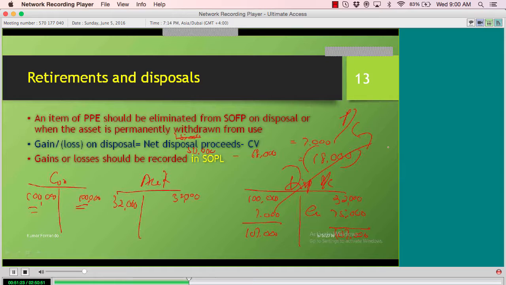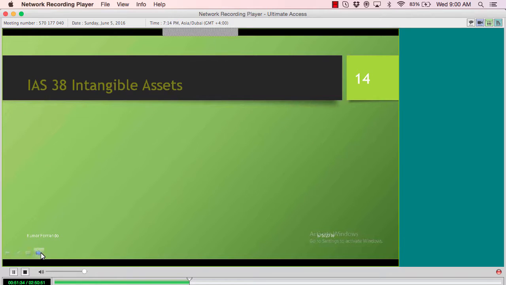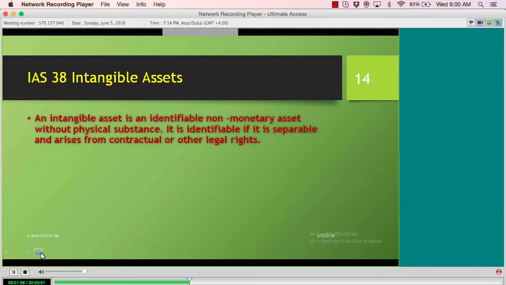So that is how you will dispose assets. Any questions, please put it on the chat box. I will answer. With that, I finished up the tangible assets.